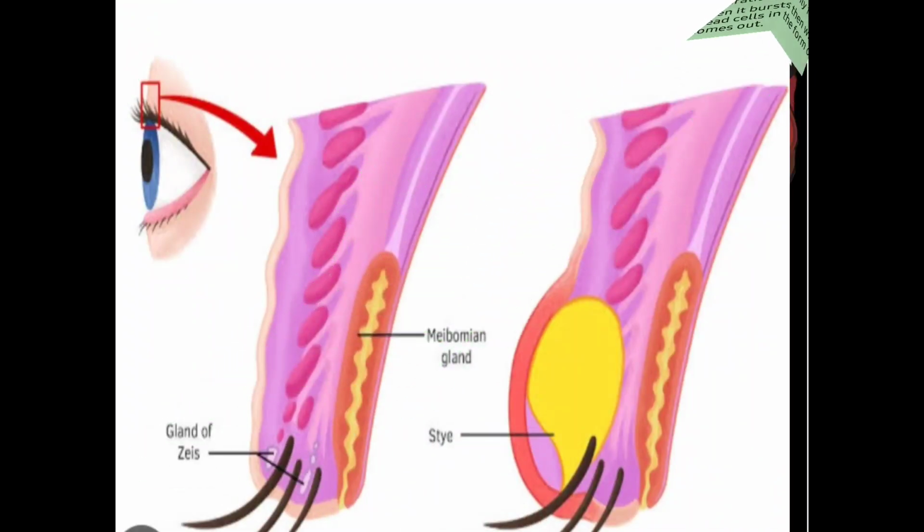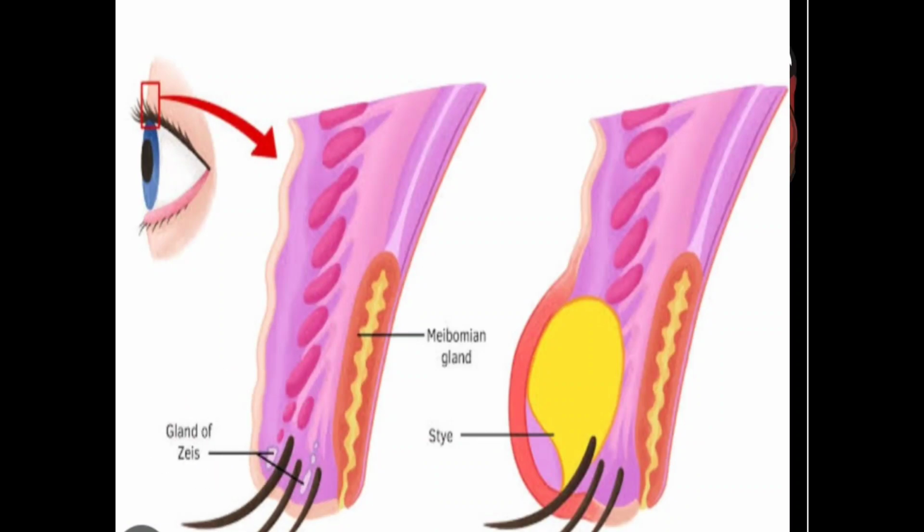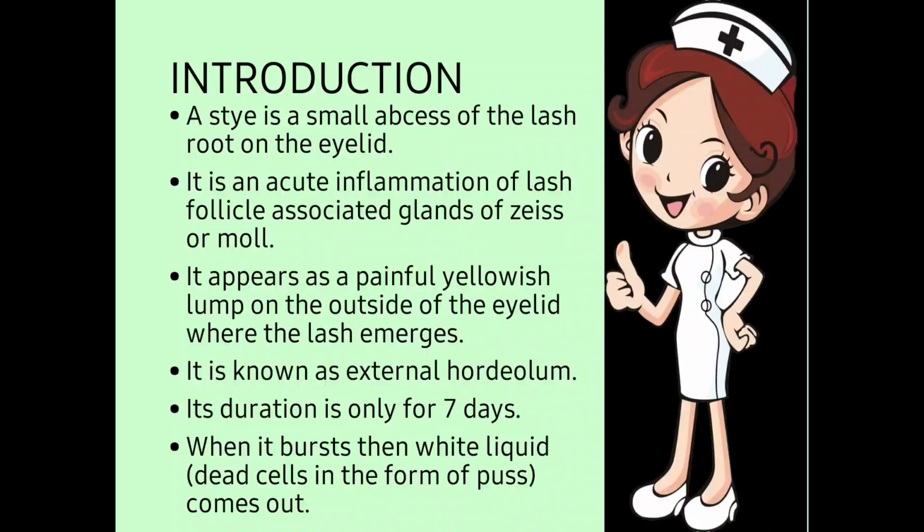Now what is the function of the gland of Zeiss? The gland of Zeiss is present here around the eyelashes. The function of the gland of Zeiss is to provide nourishment to the eyelashes. So when it does not function properly, then infection takes place, inflammation takes place, all these things result and give birth to the stye. It is known as external hordeolum.